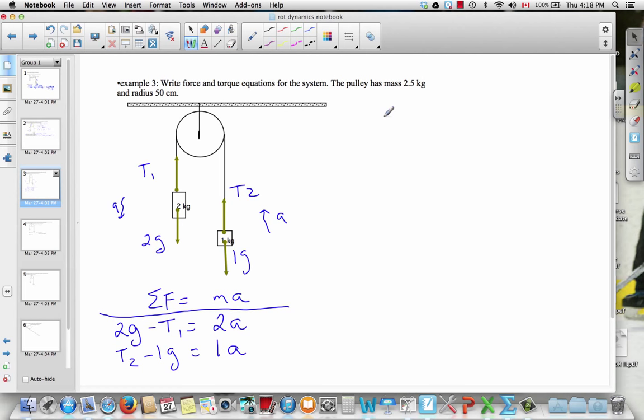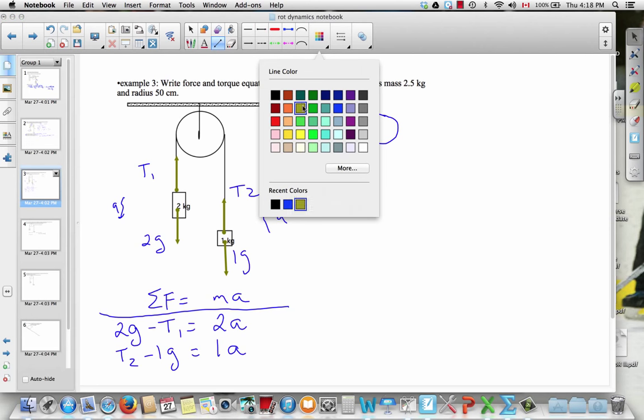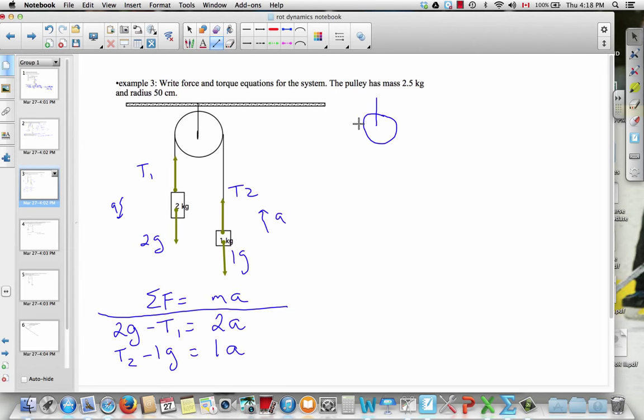What we need to do is consider the forces acting on the pulley, and I'm just going to redraw it over here for that force analysis. We're going to write equations for the rotational dynamics of the pulley. So we've got tension T1 on this side.